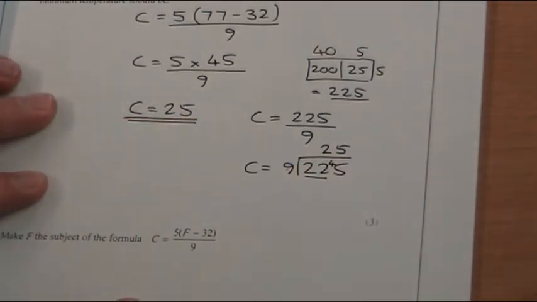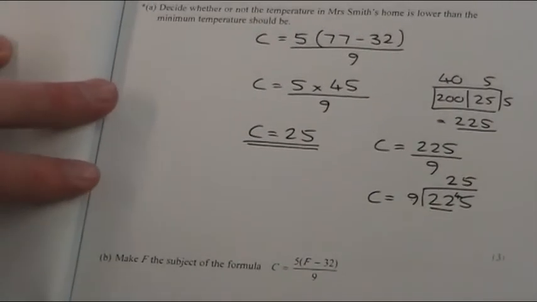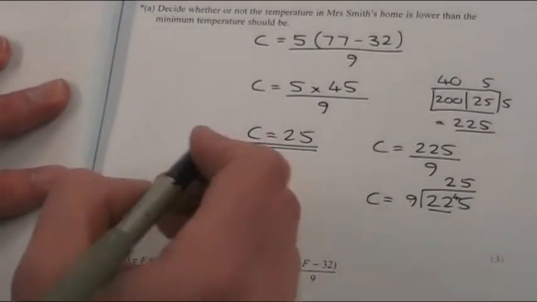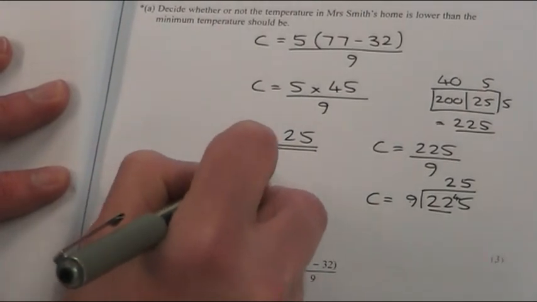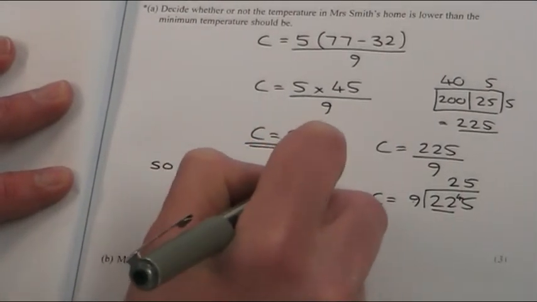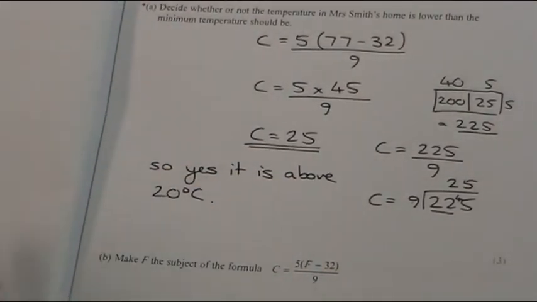So we get 25. But because it's a star question, we now have to write something. So is it okay? The minimum was 20, so yes, it is above 20 degrees centigrade. There we go.